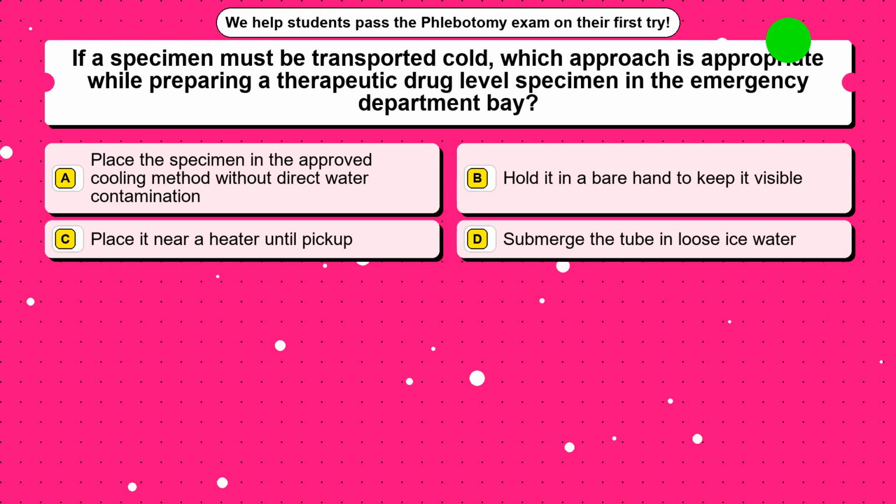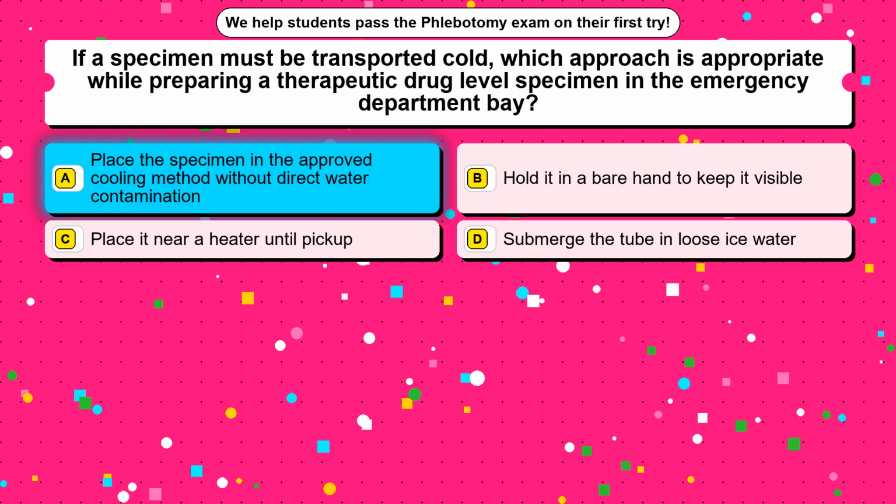Question 37. If a specimen must be transported cold, which approach is appropriate while preparing a therapeutic drug level specimen in the emergency department bay? Option A, place the specimen in the approved cooling method without direct water contamination. Option B, hold it in a bare hand to keep it visible. Option C, place it near a heater until pickup. Option D, submerge the tube in loose ice water.